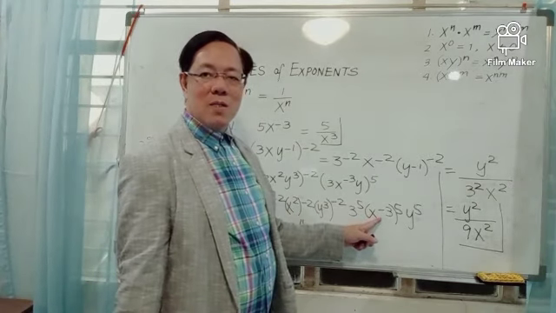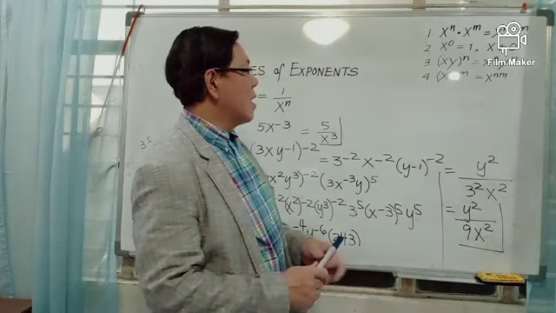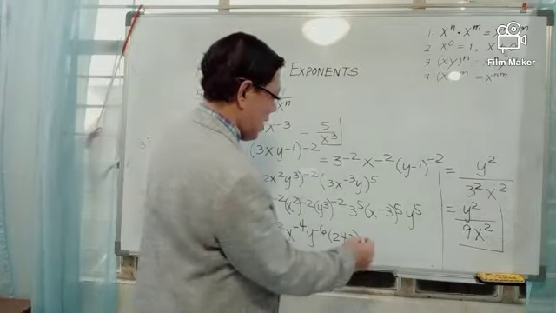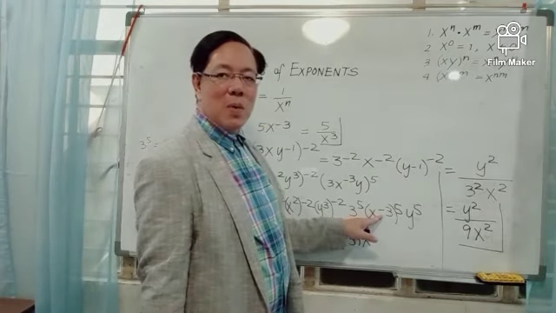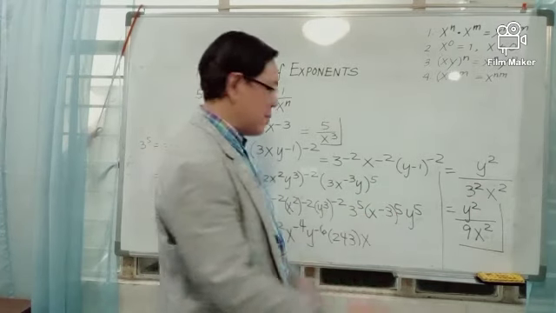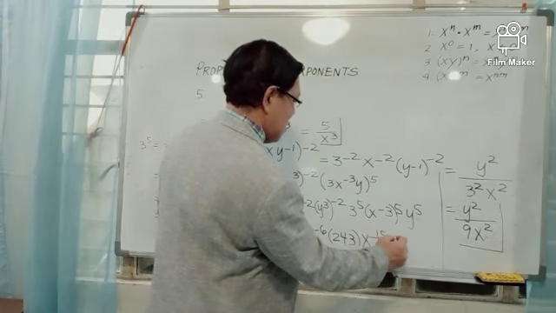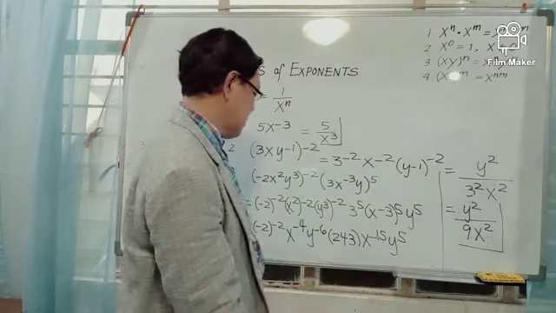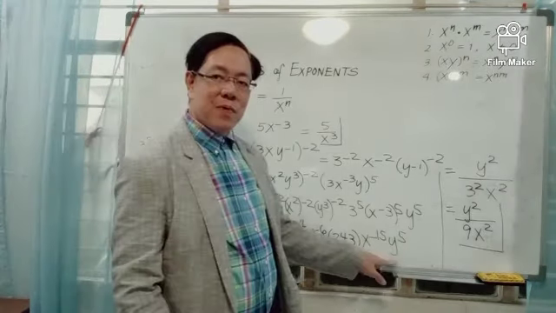Simplify x raised to negative 3 raised to the power 5. By the fourth property of exponent, you get x to the power, multiply the exponents, negative 3 by 5, negative 15. Multiplied by y raised to 5. And we simplify this further.